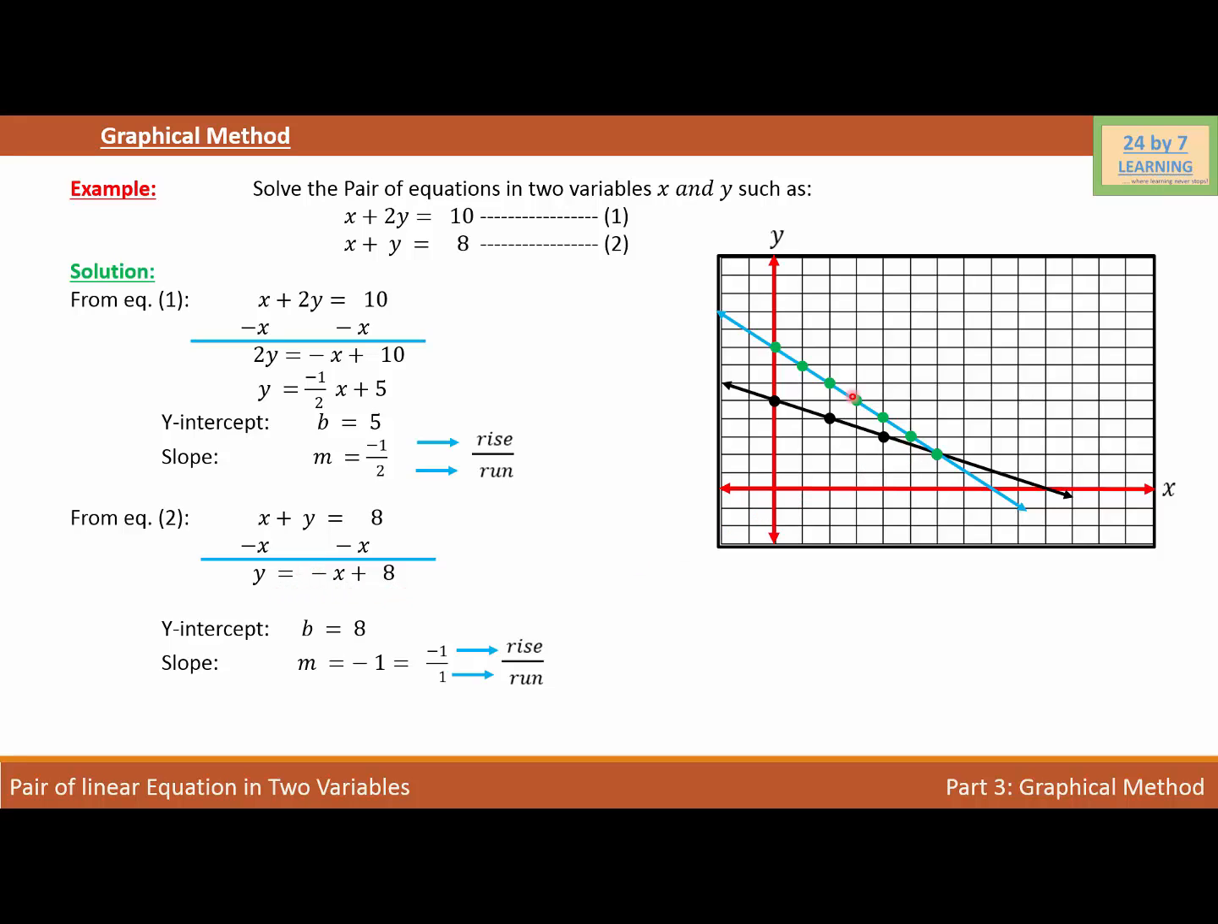As you can see, one line is black and the other is blue, and they intersect at this point. This is the point of intersection of equation 1 and equation 2. The coordinates of this point: x is 1, 2, 3, 4, 5, 6, so x is 6, and y is 2. So my point P is (6, 2), and this is the solution of the pair of linear equations given by these two equations.